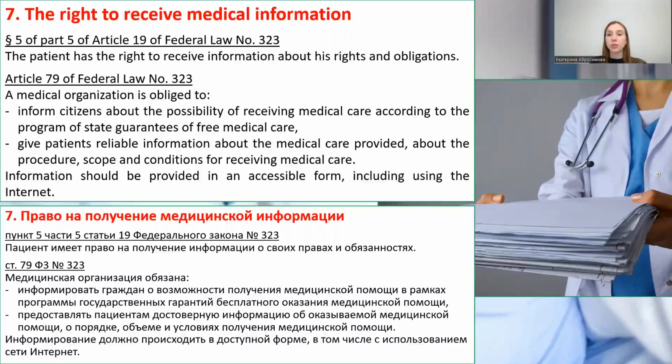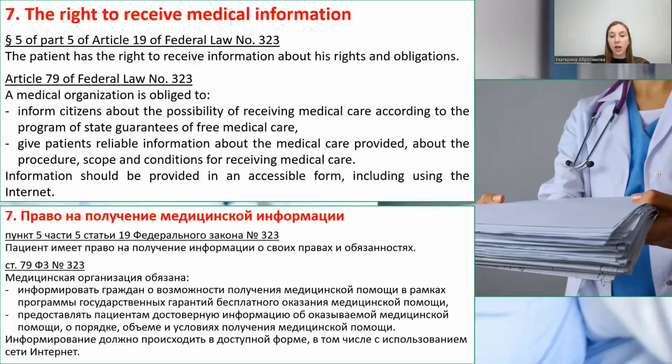Next right is the right to receive medical information. It should be said that realization of the patient's right when receiving medical care is impossible without an information component. The patient has the right to receive information about his rights and obligations, and this right is enshrined in paragraph 5 of Part 5 of Article 19 of Federal Law number 323.